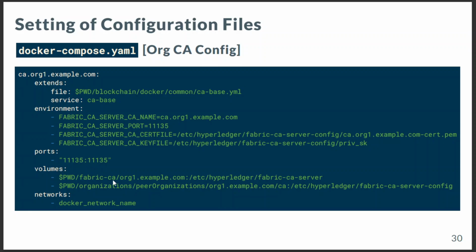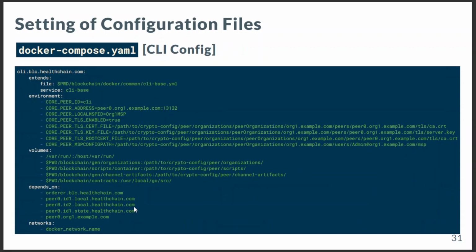The volumes are the crypto config files, and the crypto config is this one. And this is the volume for the Fabric CA configuration, the root certificate for the root configuration of the certificate authority. And networks, the Docker network name. That is the default network we use here.